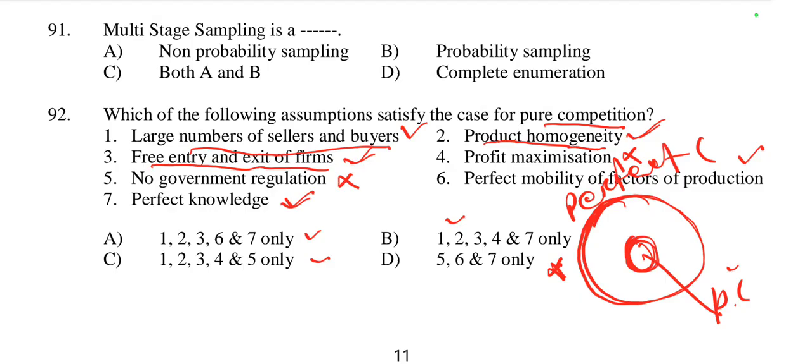So here option 1, 2, 3, then the last 6 and 7, these are all included in pure competition. The main characteristics of pure competition are the first three assumptions: a large number of sellers and buyers, product homogeneity, and free entry and exit of firms. But since an option with only 1, 2, 3 is not given, we have to consider options 6 and 7 in pure competition. So here the right option is option A.